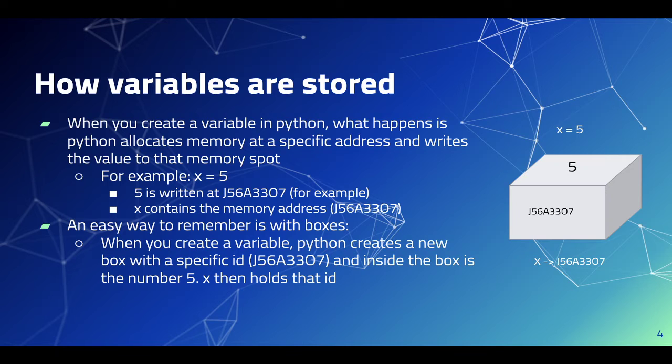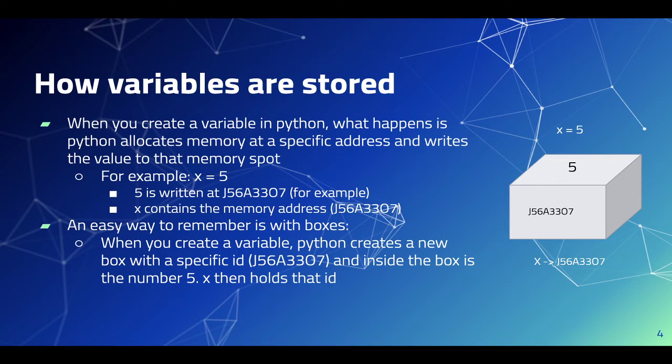That's because Python doesn't do that. Obviously, the whole point of x is holding the value 5. This is all concerning the backend and what Python does behind the scenes. So Python actually writes the value 5 at J56A3307, or any other memory address that might be created, and x holds that address. So when we want the value 5, we go through to J56A3307. So that's what Python does behind the scenes.